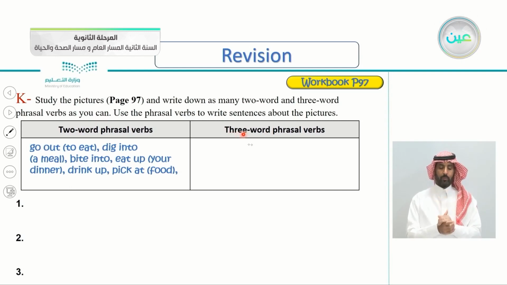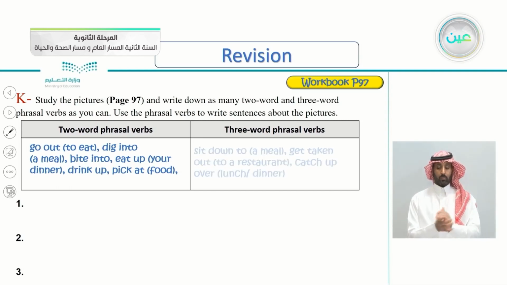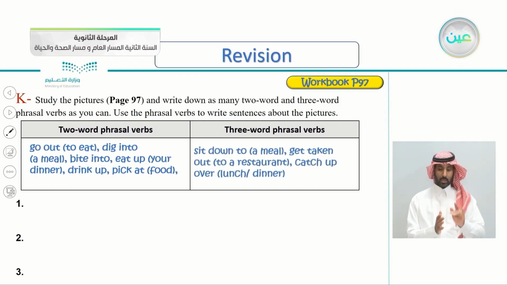So what about 3-word phrasal verbs here? Can you come up with 3-word phrasal verbs? So I've written here, sit down to a meal, of course, sit down to, referring to a meal. Get taken out to a restaurant, for example, someone taking you to a restaurant. Catch up over dinner or lunch, to catch up over.